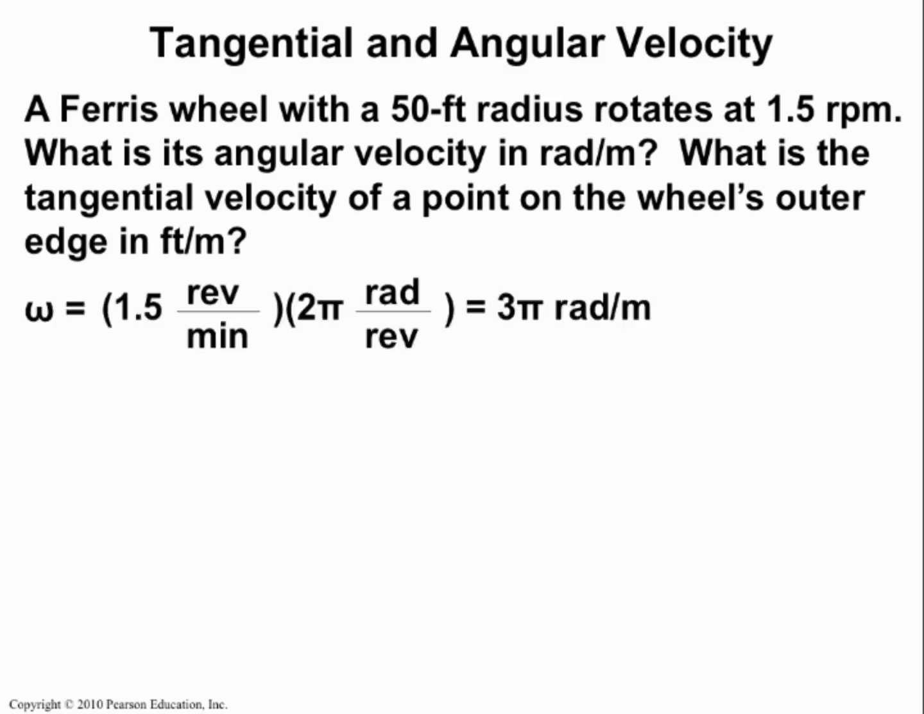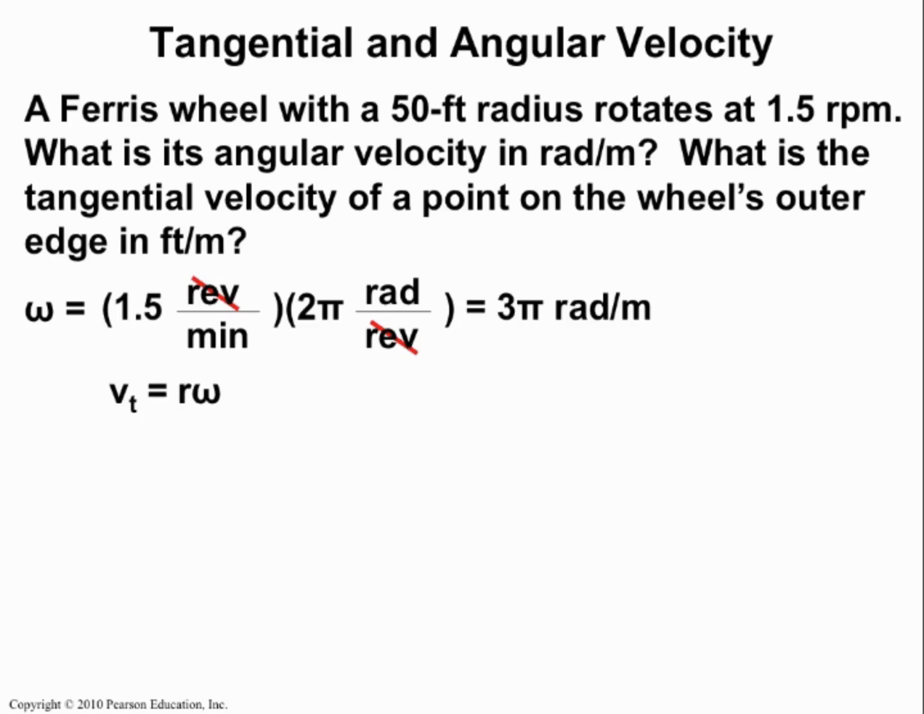All right, so omega equals 1.5 revolutions per minute. We're given that. And then we have 2 pi radians per revolution. That's just a fact. There are always 2 pi radians in 1 revolution. And so when we do this multiplication, of course, the revs cancel, and we're left with radians per minute. So we have 3 pi radians per minute as our omega.